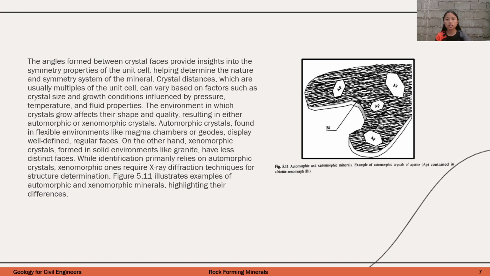And makikita natin sa figure 5.11 na ang automorphic crystals of apatite, itong AP, is surrounded siya ni biotite xenomorph. So the points na you need to remember is that mayroong two main types of crystal based on where they form, like automorphic and xenomorphic.